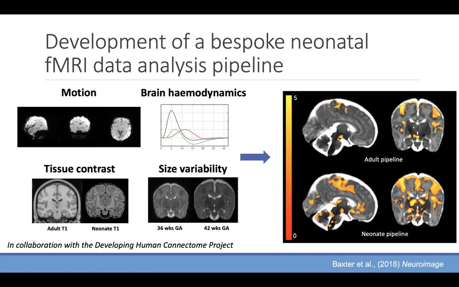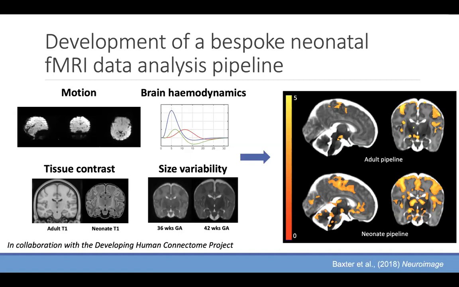Their brain hemodynamics are different to the adult, they're more sluggish, and so you have to use different hemodynamic response functions. The contrast between the adult and the infant in terms of tissue contrast is completely different. And of course, even in an infant over just a few weeks, and in this example, we're going from 36 to 42 weeks gestation, there's huge variability in size.